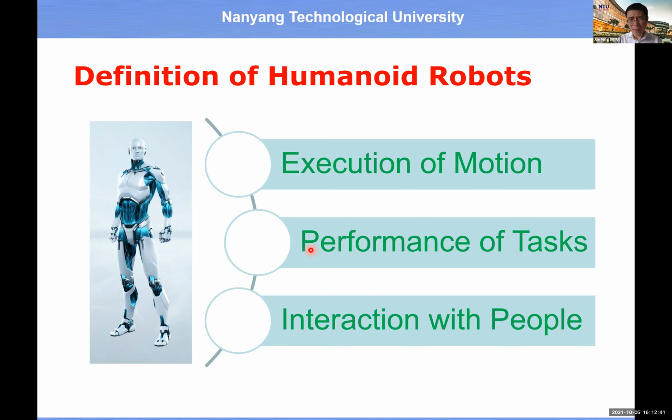Here you will see, first of all, a humanoid robot is a machine which could perform a motion, and secondly, a humanoid robot is a machine which could perform a task. And most importantly, a humanoid robot is a machine which could interact with people. This is the last item, which differentiates a humanoid robot from an industrial robot.